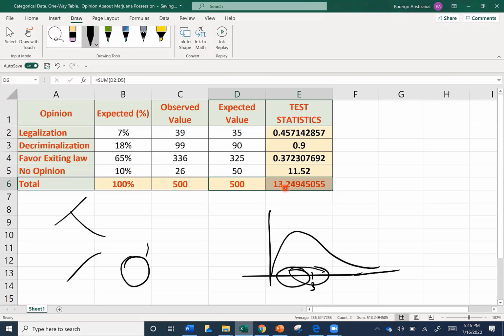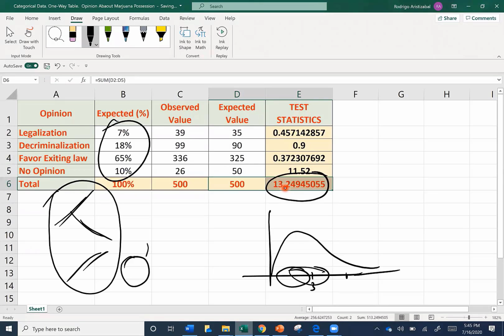13 is far away from my expectation. Because this value is far away from my expectation, the population really doesn't have these proportions. It's different. Some of these proportions will be different. To verify this, we need a reference point. I need to compare this test statistic with a reference point to determine statistically that this value is far away from my expectation.